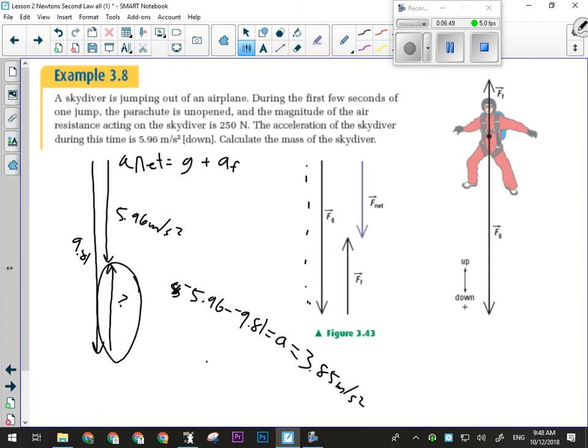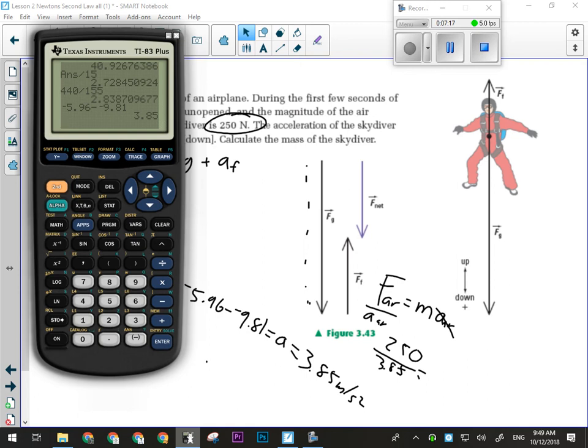Meters per second squared. All right, now that we know that, we can use this, which is the force of air resistance, to calculate the mass of the skydiver. So the force of air resistance is equal to the mass of the skydiver times the acceleration due to air resistance. We're going to bring over the acceleration due to air resistance, and that will give us mass. So we got 250 divided by 3.85, and that will tell us the skydiver's mass. So, all right, the skydiver is 65 kilograms.